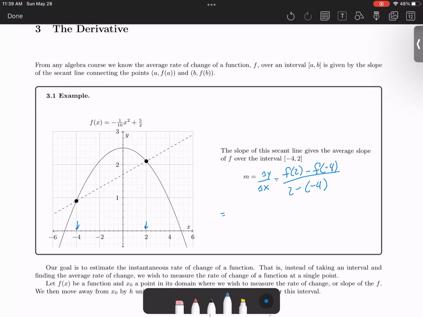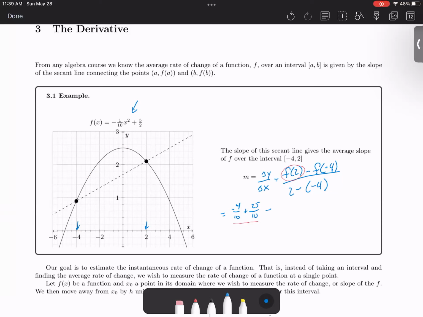All right, let's figure out our y values. If you plug in 2 into the function here, you get -1/10 times 2 squared, which is 4. So let's write that as -4/10, plus 5/2. I want a denominator of 10, so let's multiply by 5. That's 25/10. That right there is my function value at 2.